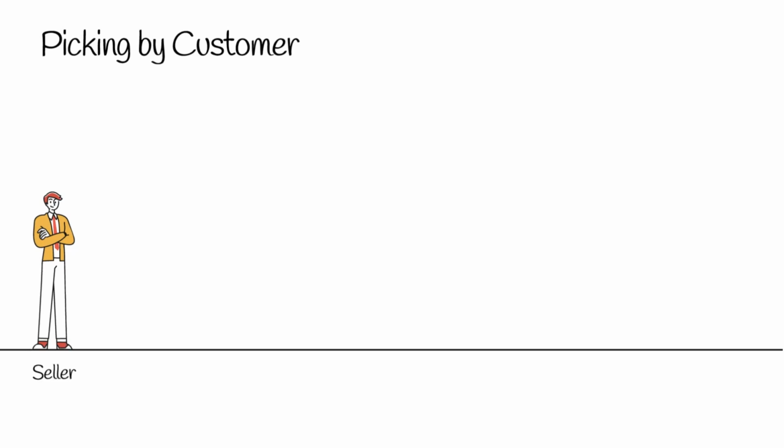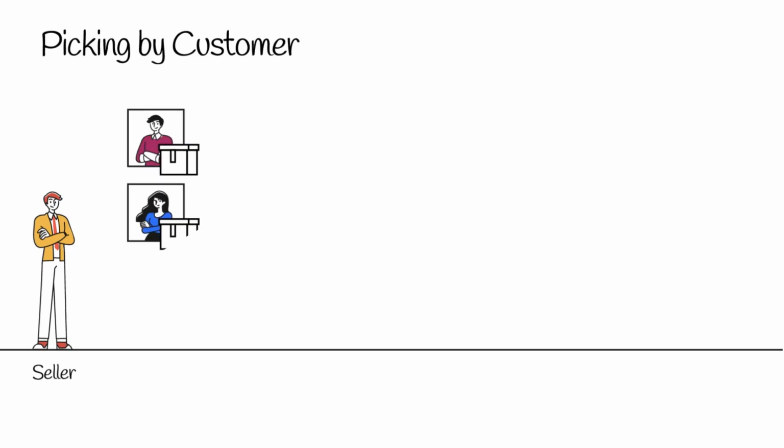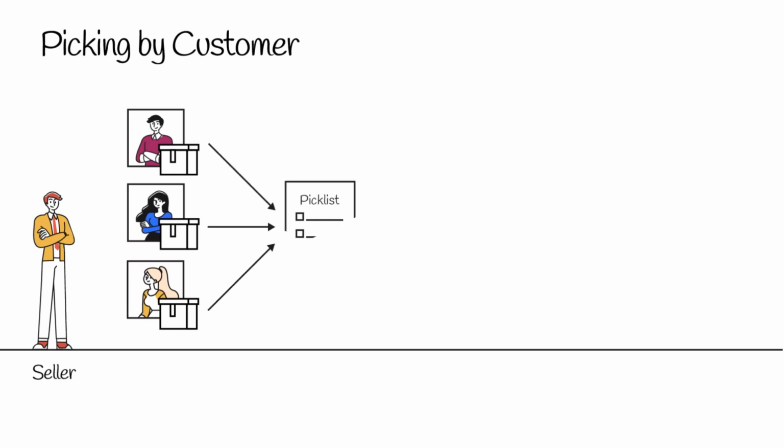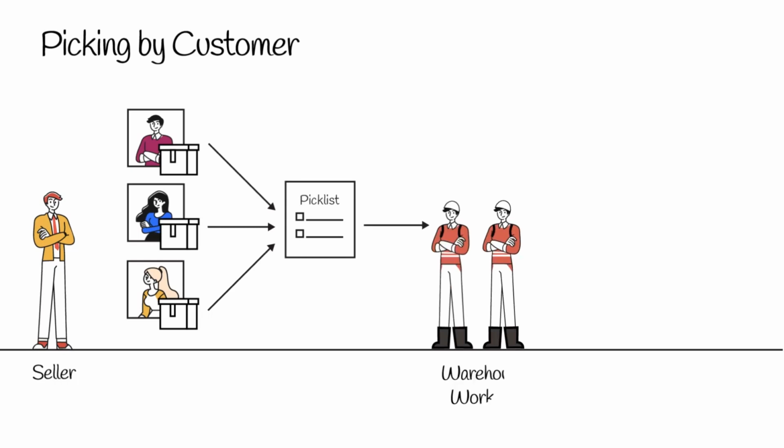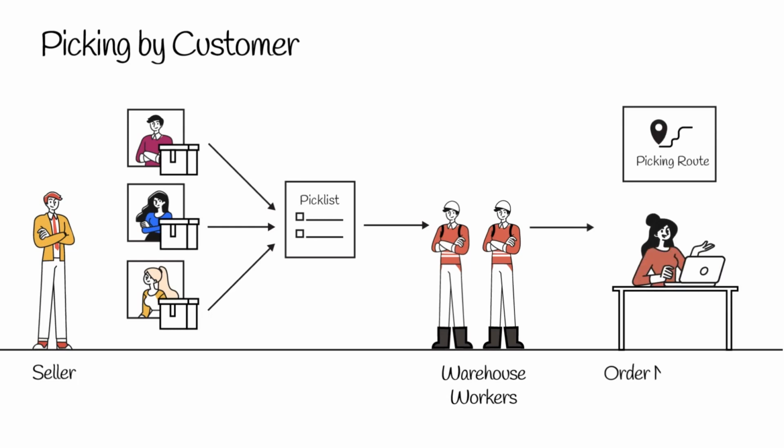2. Picking by customer. This is a method adopted mainly by sellers that often get multiple orders from each customer during the same time period. Here, orders are consolidated for each customer and a common pick list is generated for them. This list is then assigned to one or more warehouse workers and a picking route is generated with the help of an order management system to direct them efficiently.